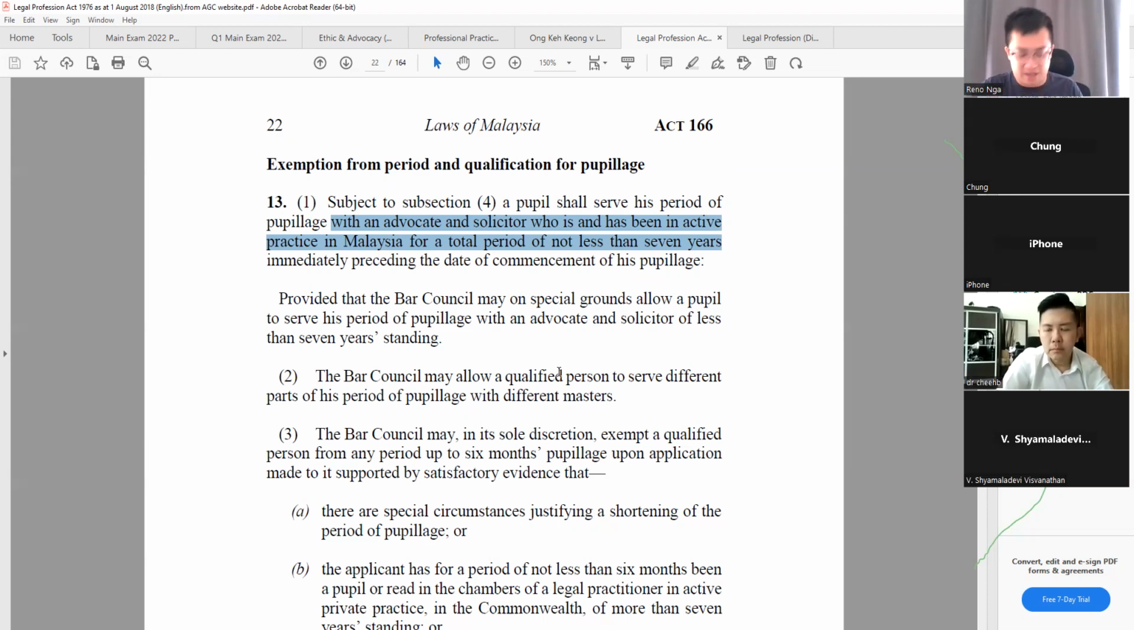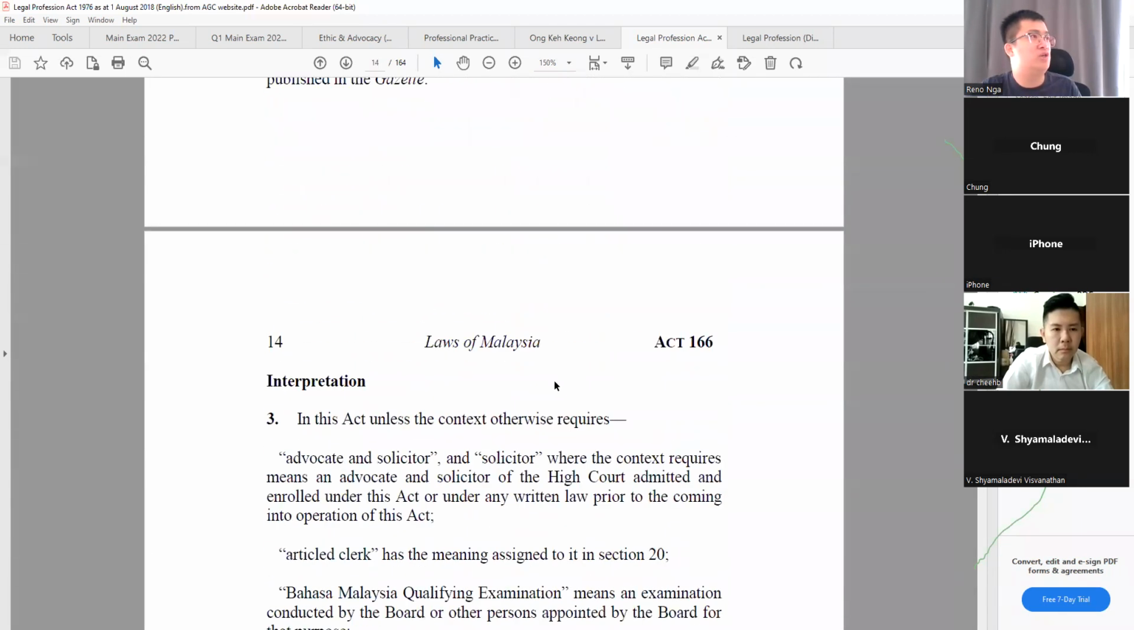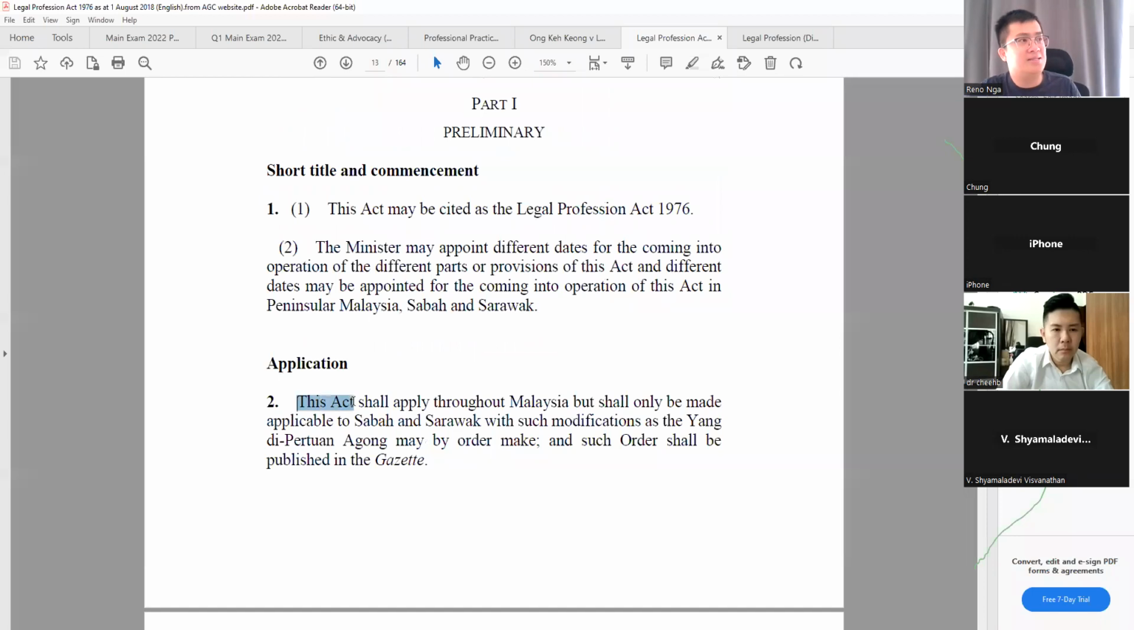Okay. I think I can further highlight section 2 also. Because section 2 also says this provision actually applies to Sabah and Sarawak also. This Act shall apply throughout Malaysia, the entire Malaysia, but shall only be applicable to Sabah and Sarawak with such notification as the Yang di-Pertuan Agong makes by order. So unless you guys or Dr. Chi or Mr. Gan or whoever can tell me any law passed in Sabah and Sarawak to say LPA, they don't apply or they don't accept. Otherwise, we shall take it as yes, Labuan also is considered, and the practice is included. So more than 7 years can become a pupil master. Okay.